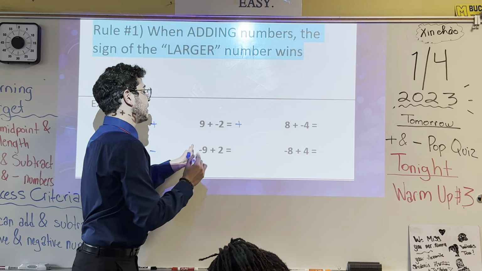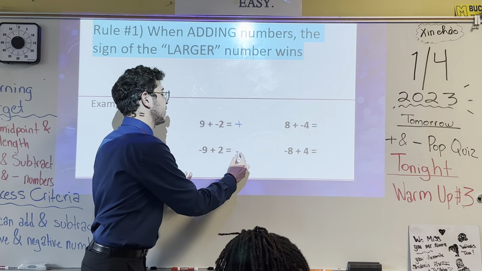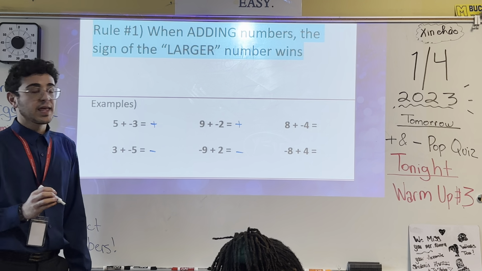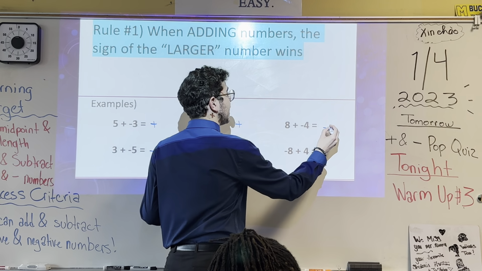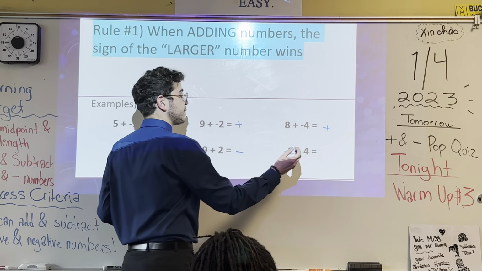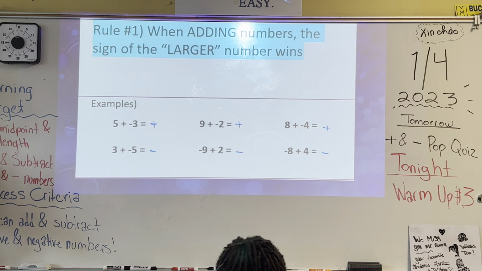Positive. Negative 9 plus positive 2, which one wins? Negative. Positive 8 plus negative 4, which one wins? Positive. Negative 8 plus positive 4, which one wins? Negative. Great. So all I've done is find out rule number 1, which sign is larger, and then put that as the winning sign. Now I'm ready to do my math.